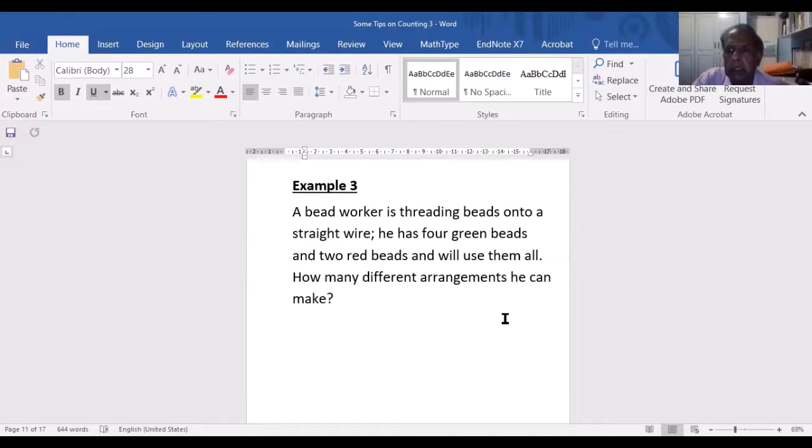So what have we got here now? Let's just analyze this. He's threading beads onto a straight wire. So he has a straight wire. Let's draw the wire here like this. And then we say that he's going to thread beads onto that. So let me use my nice colors here. And he's going to thread beads. But he's going to thread 4 green beads.